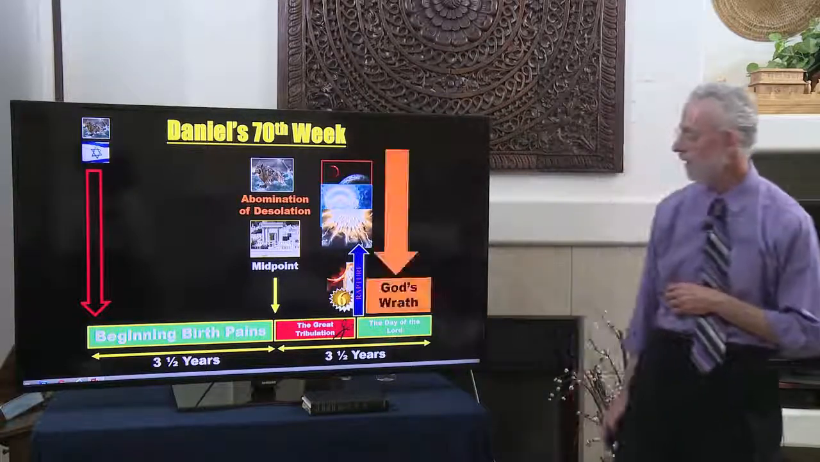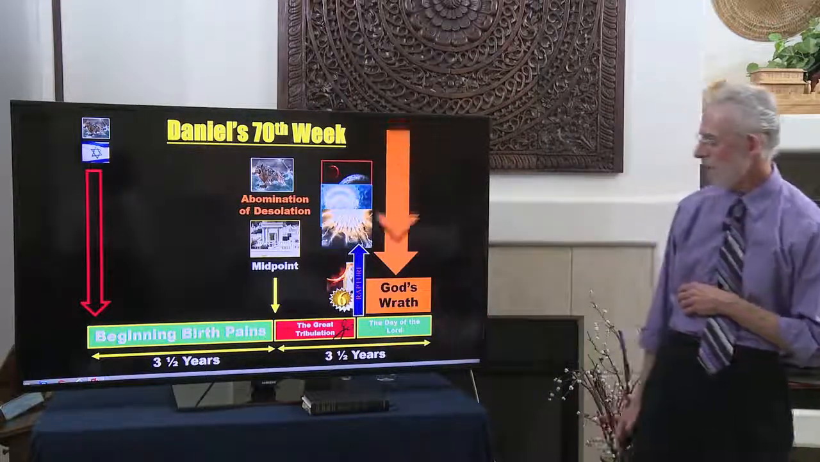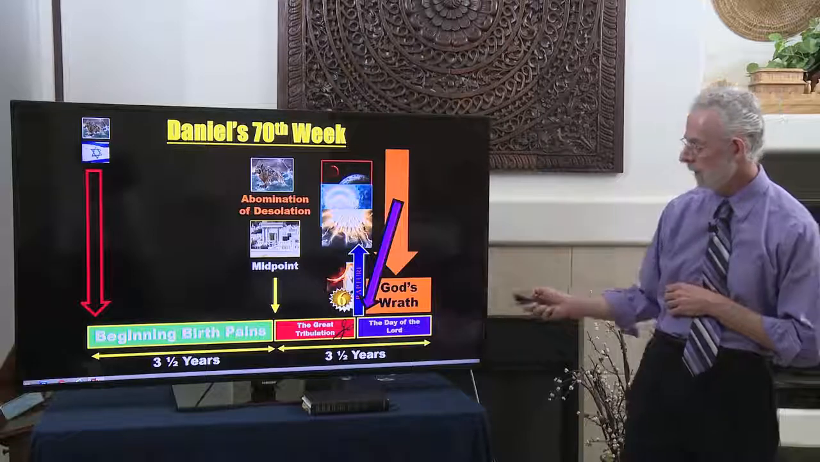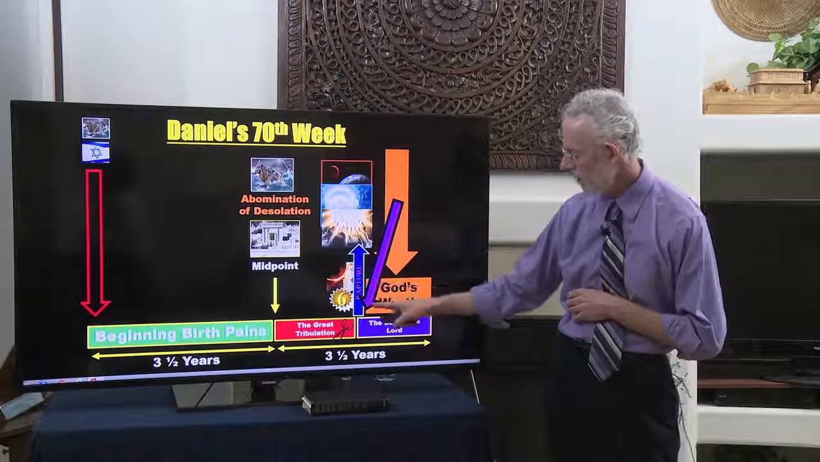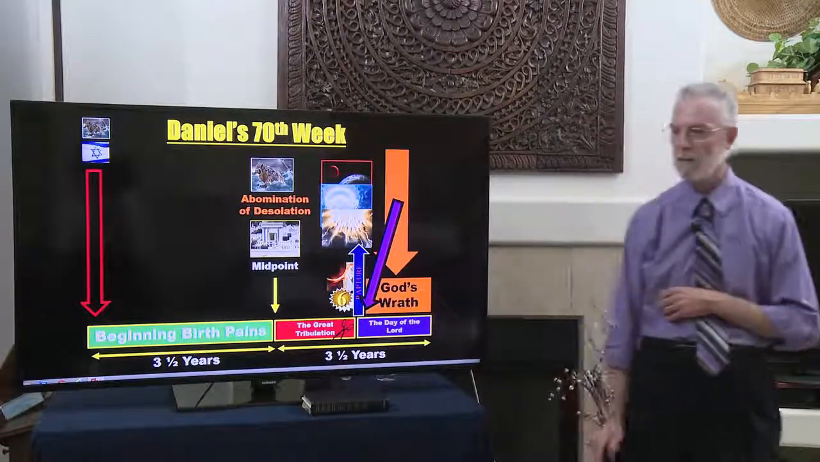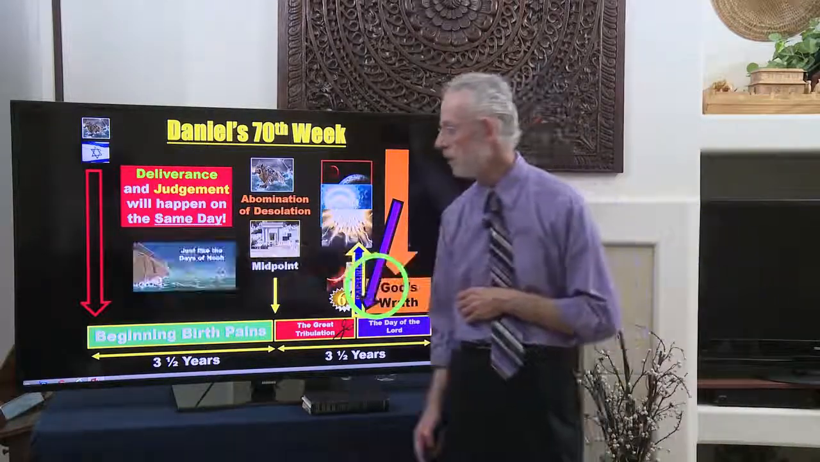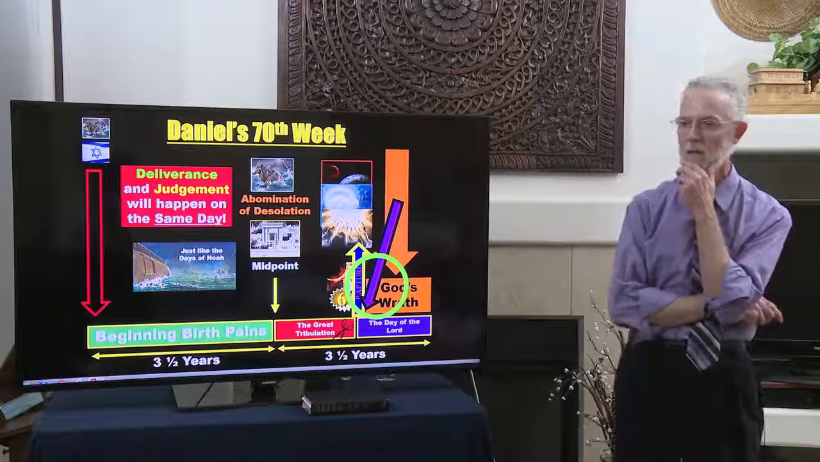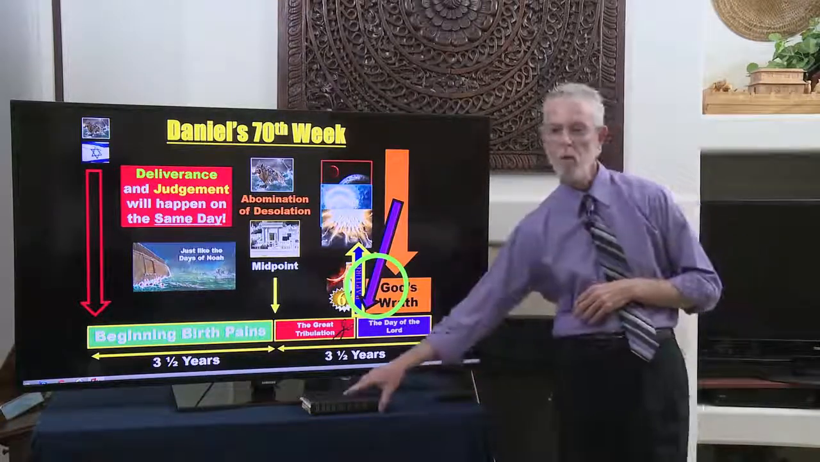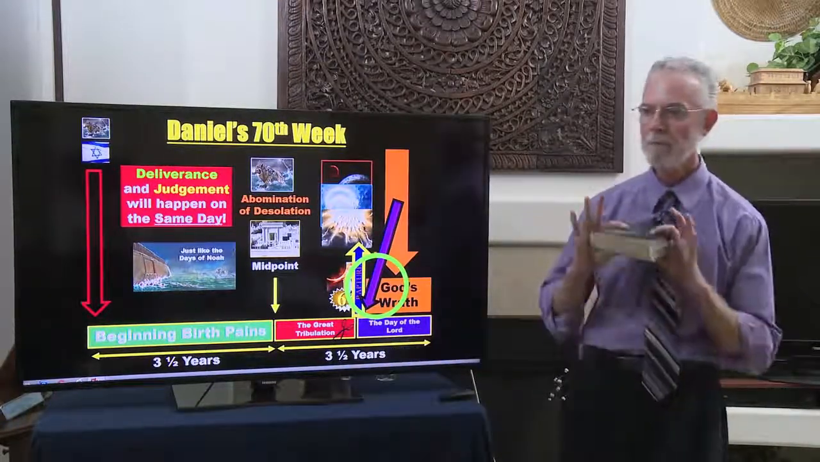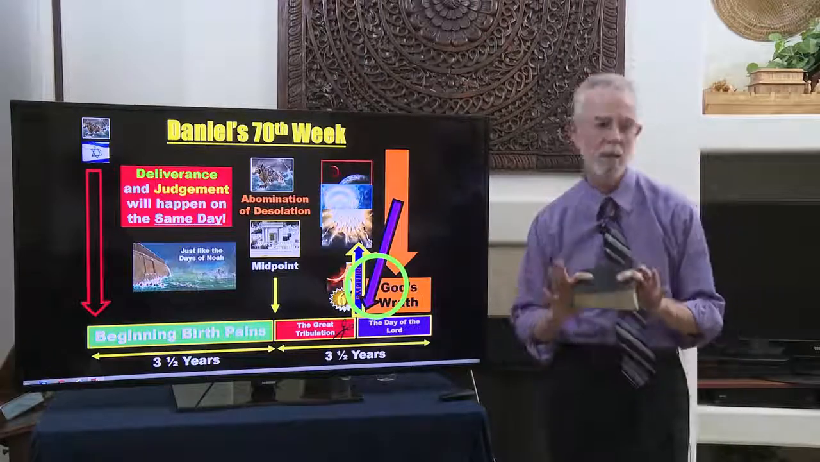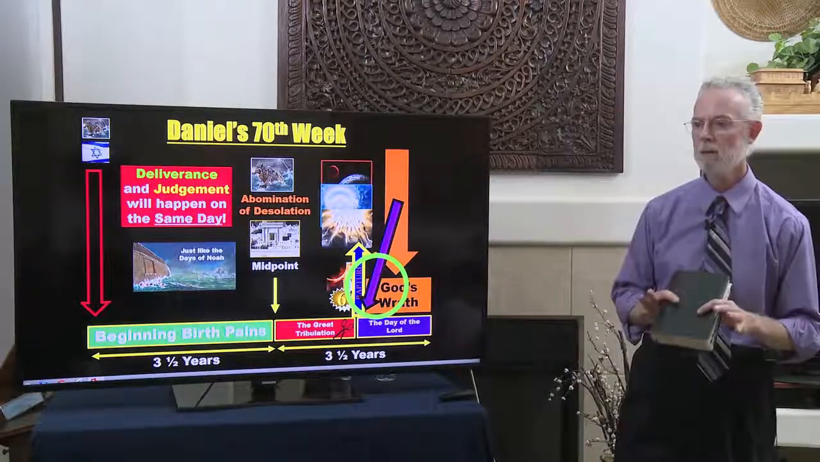He's going to rapture us right here before he pours out God's wrath during a time period called the Day of the Lord. And the rapture is going to happen on the first day, the same day that the Day of the Lord starts, because God told us that deliverance and judgment will happen on the same day. It'll be just like the days of Noah. And once again, we see that when we open this book, it just goes together like pieces of a puzzle.